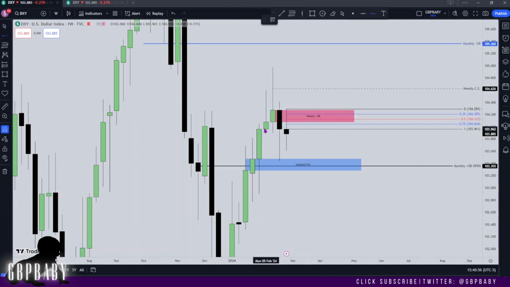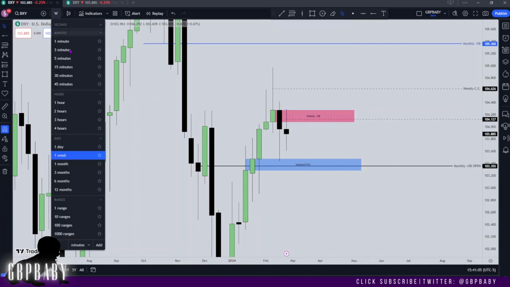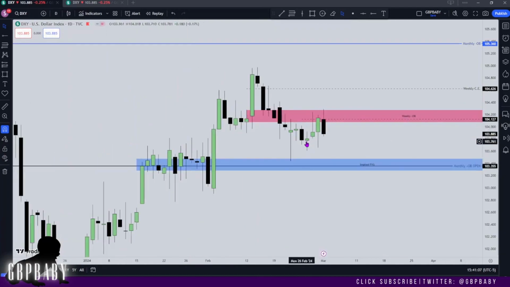So I'm going to get that marked out for us as well, as like I said, in the new week, price may refer to that, and we'll see how price treats it in the new week. So let's now go to the daily, and you can see last week's price action.